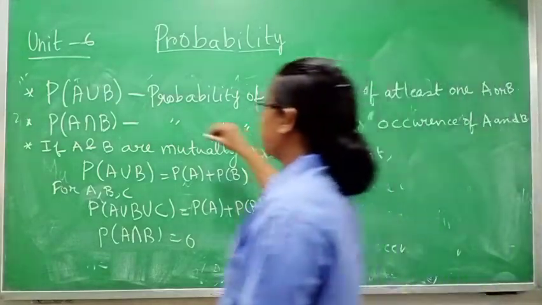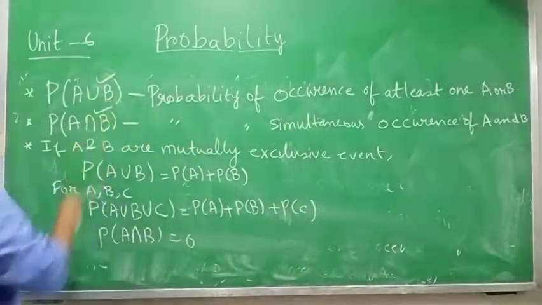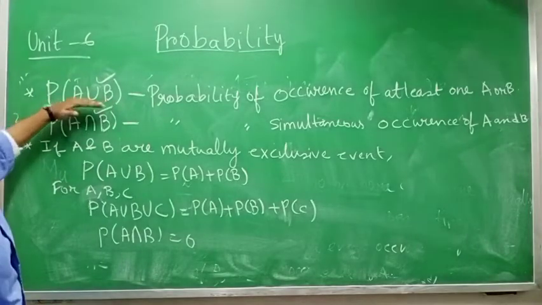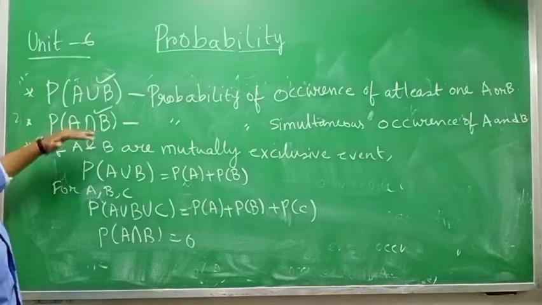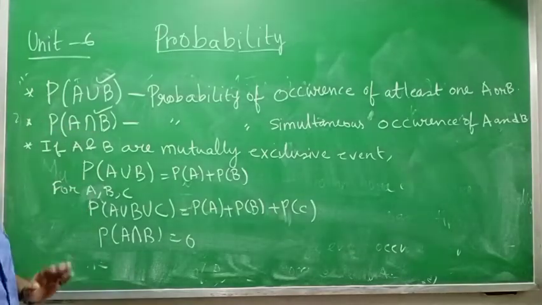So A union B means the probability of occurrence of at least one of them, and A intersection B means they will occur simultaneously.